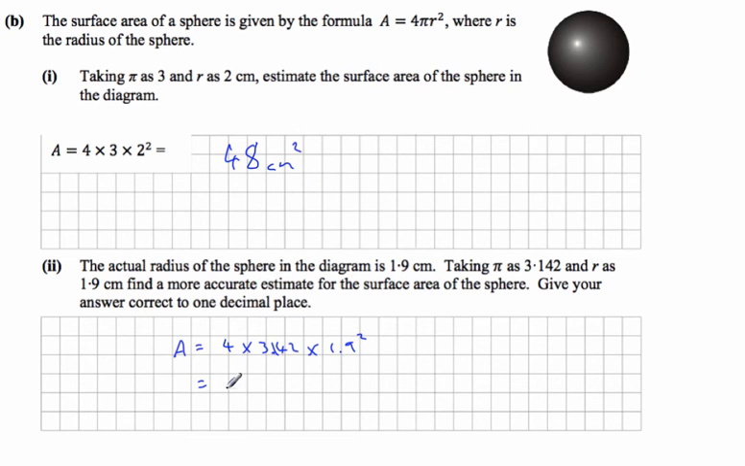And the answer we get is 45.37048. But they did say to round it correct to 1 decimal place. So we want to round it to 1 decimal place. So we underline that and we look to the right. Does that 7 change this 3? And the answer is it does. So that's approximately equal to 45.4 centimetres squared. So 45.4 is a better estimate for the surface area of this sphere, 45.4 versus 48.